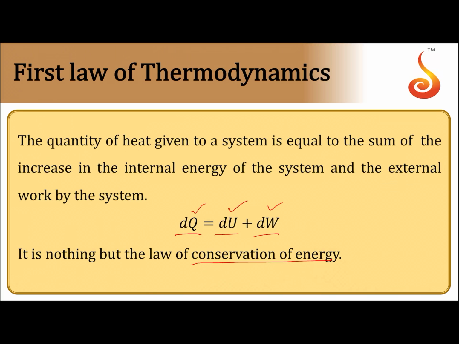Notice one thing: dU is the change in internal energy, dQ is the heat added to the system. If heat is added to the system, dQ is taken positive. If internal energy increases, dU is positive. If work is done by the system, dW is positive. If work is done on the system, dW is negative. Remember, only dU can be measured, U can never be measured experimentally.